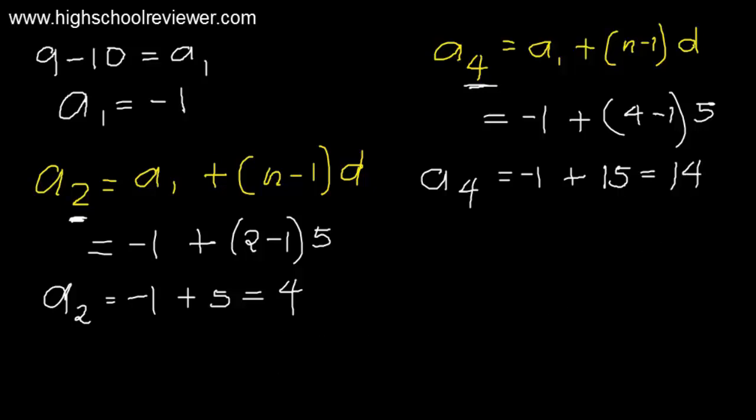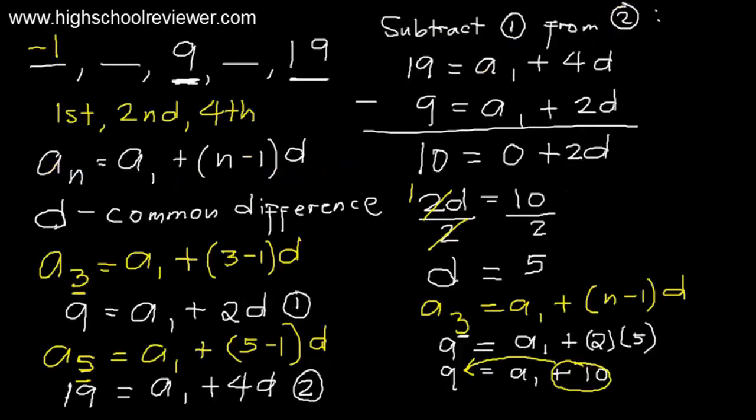Again, our a sub 2 is positive 4, and our a sub 4 is positive 14. So negative 1, positive 4, positive 9, positive 14, and positive 19. They are our final answers.